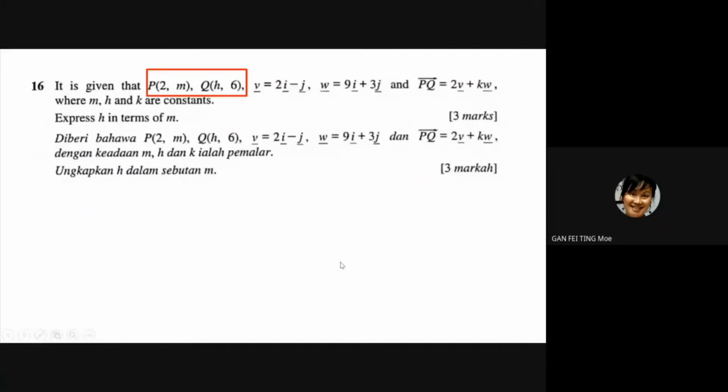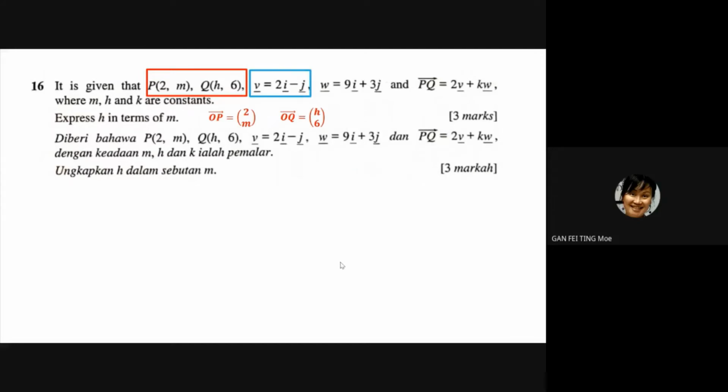I'm here. So dengan merujuk pada O asalan, P adalah the coordinate is of 2M. I follow translation. Q, OQ is H6. Do you understand this? When you read the information, you mesti tahu memperlihatkan dia dalam vector. Okay, once this is done, then the rest is just follow, routine only.